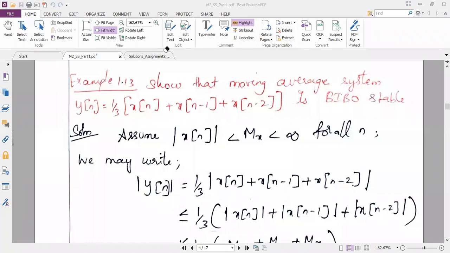Because my output y of n is in terms of x of n, but not in the powers of x of n. Powers means my output will cross my limit. Here it is not even x of n plus 1, plus 1 means advanced. It is minus 1, minus 2. So 100% my output y of n will be less than the input. That means it is within the range. It will not cross the range. So seeing the question itself, I come to the conclusion it is BIBO stable.